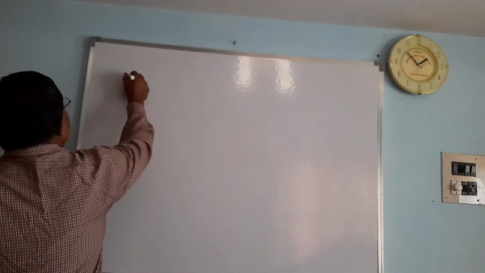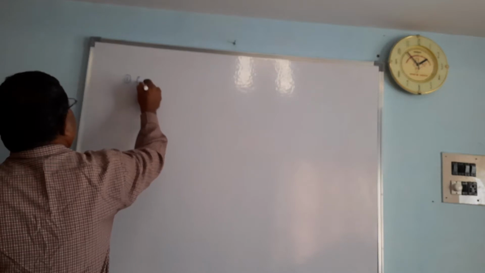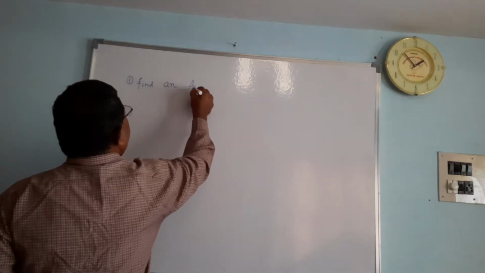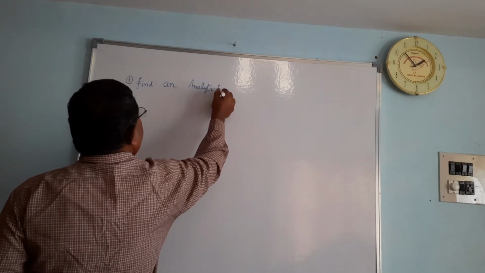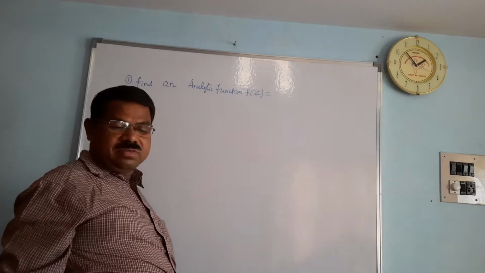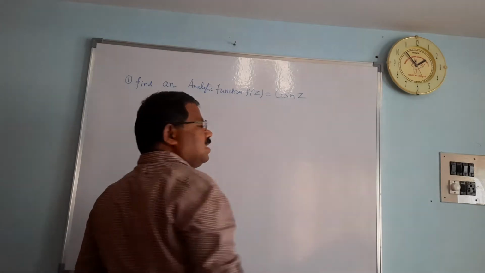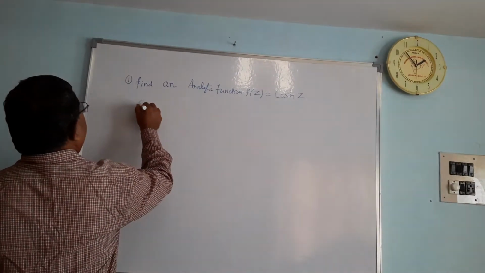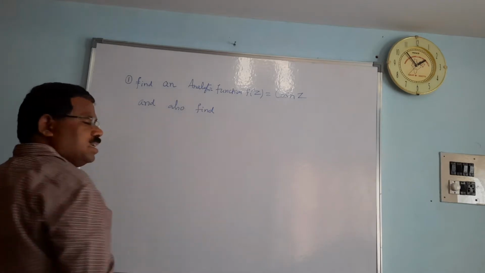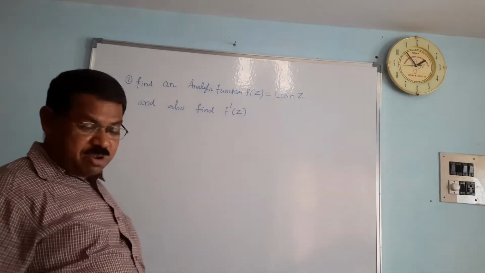Here, find an analytic function f of z equals cosh z, cosine hyperbolic z, and also find f dash z, or the derivative of f of z.